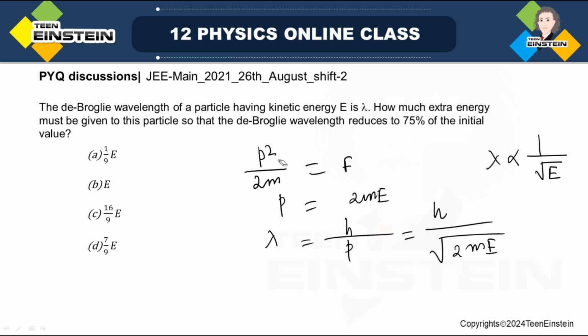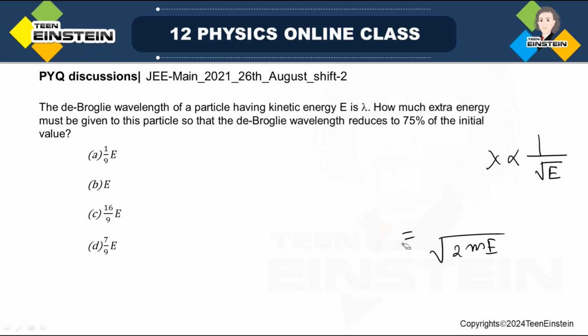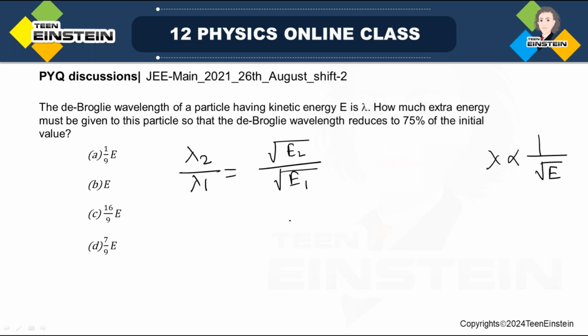Now, I'll take lambda 1 and lambda 2, and the ratio lambda 2 by lambda 1. Then we'll get the square root of E2 by E1. I'm sorry, this is E2, this is E1. Or let us write under the same square root E1 by E2.